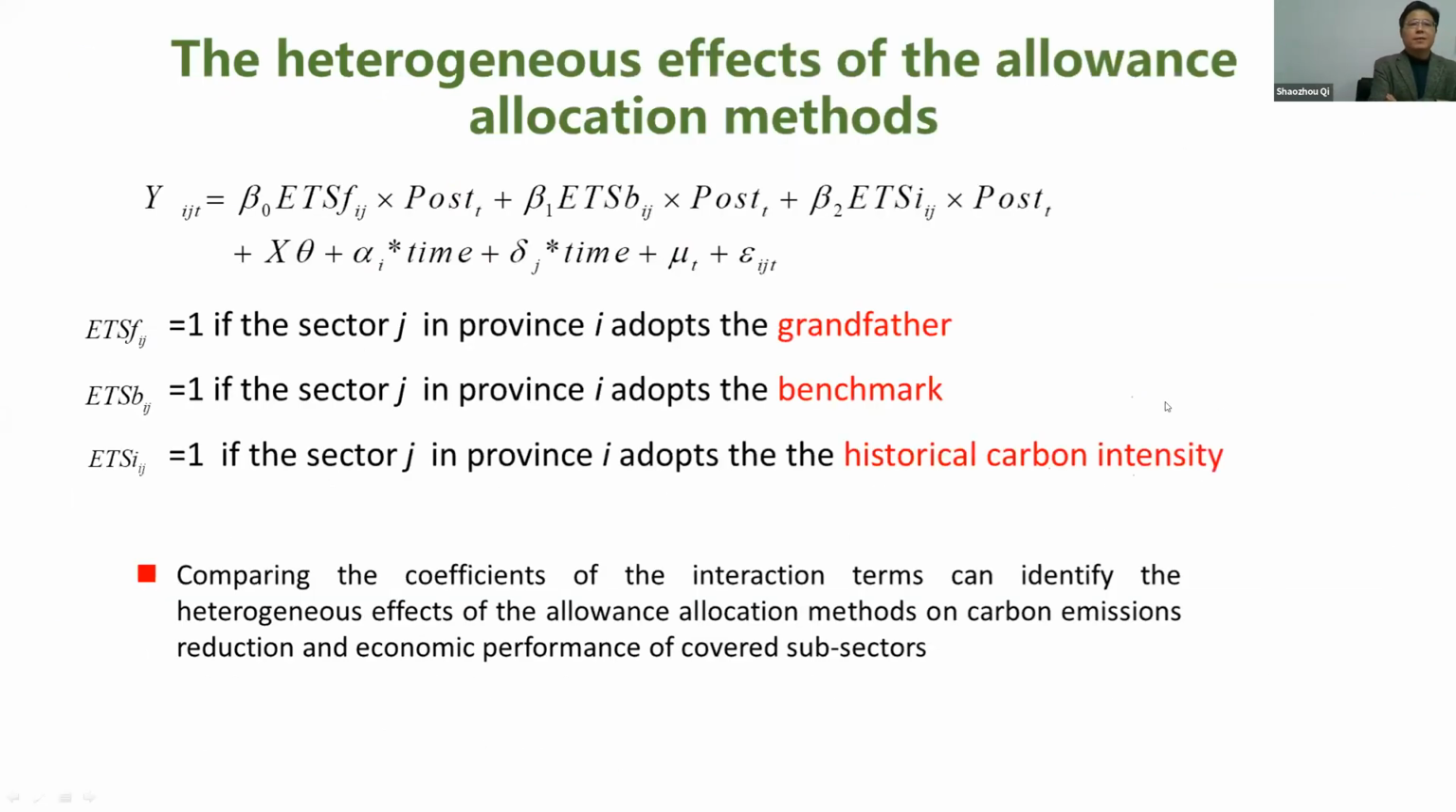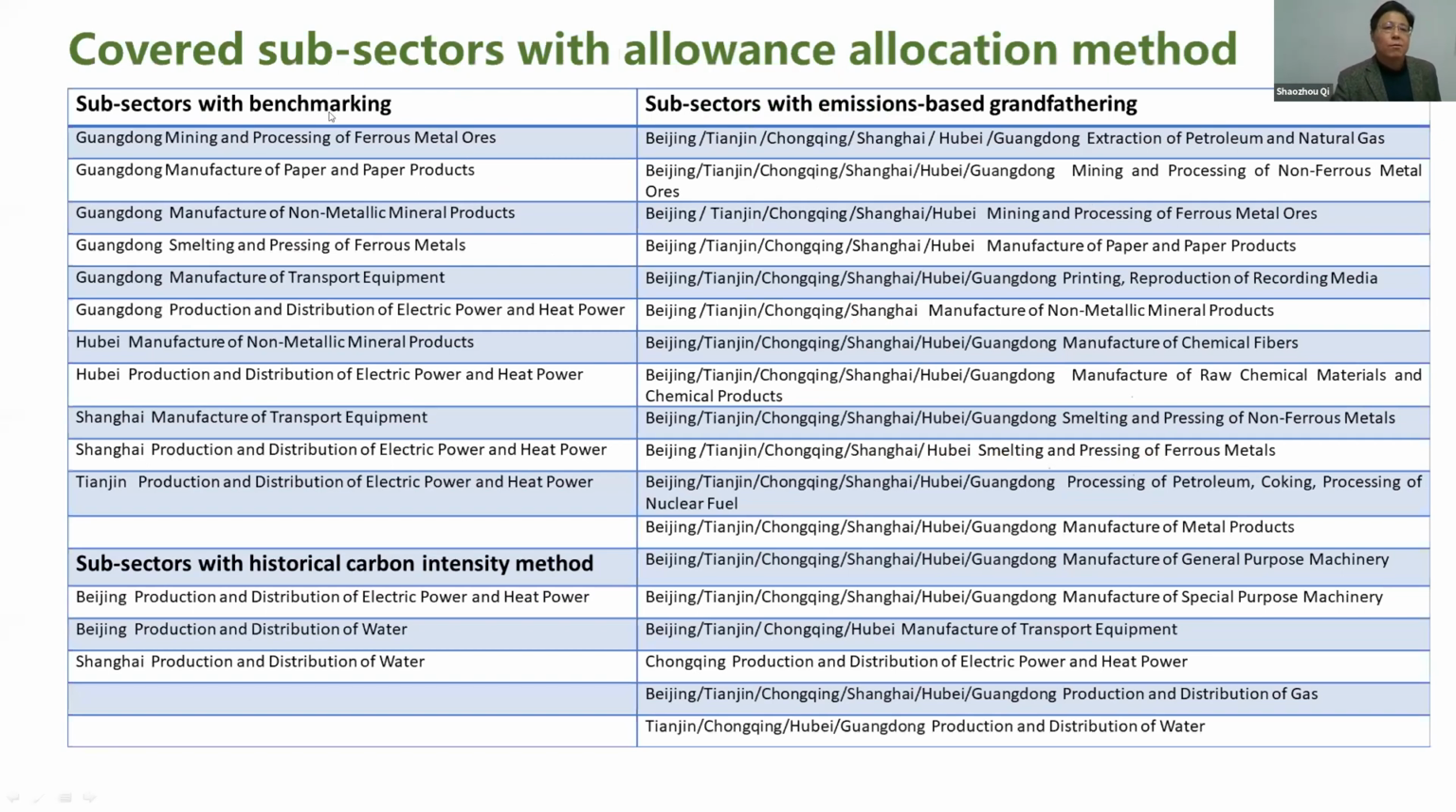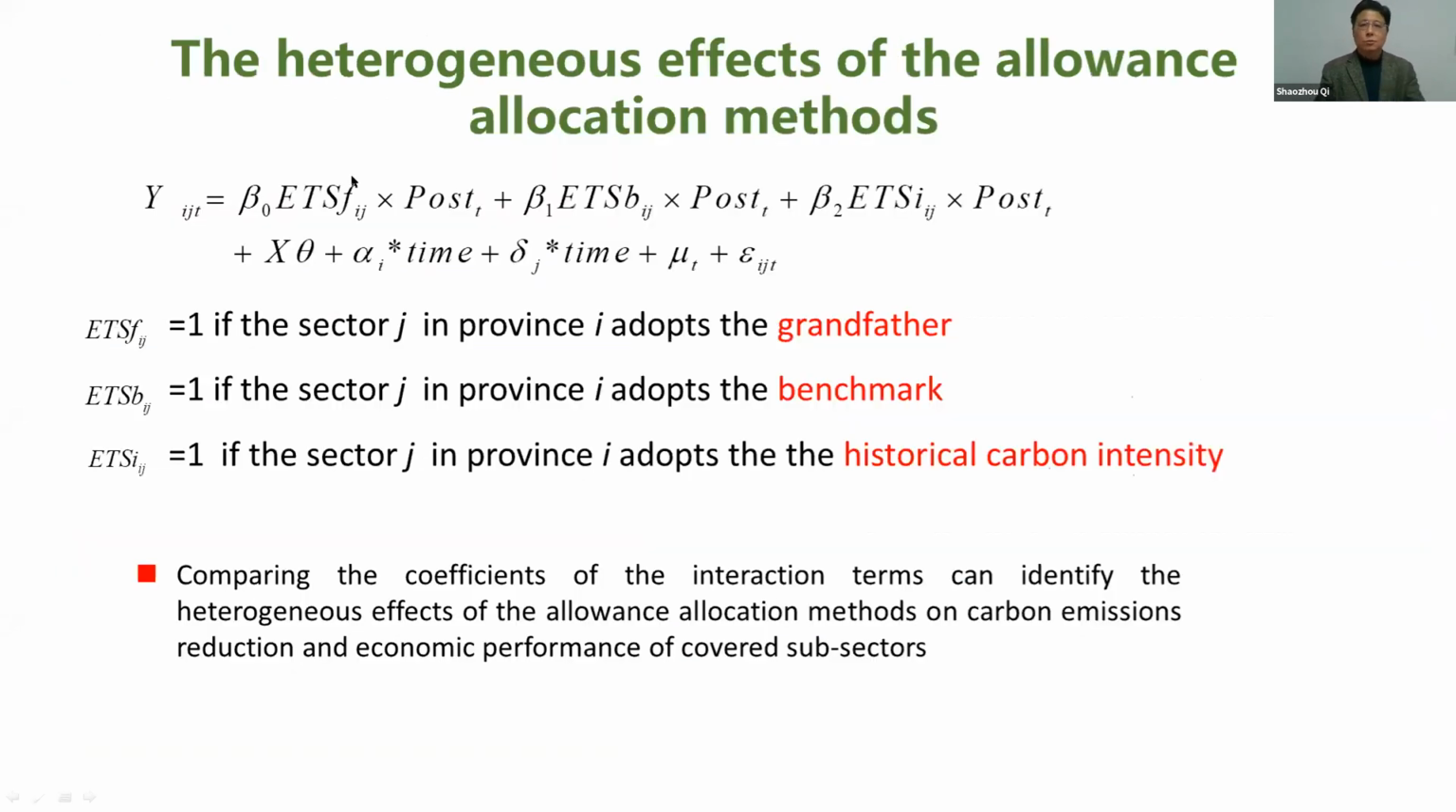And then we do some heterogeneous effect analysis of the allowance allocation method, because in the seven ETS pilots, we choose different allowance allocation methods, such as benchmark, historical carbon intensity, and grandfathering. Different sectors covered by the ETS pilots, in different provinces or pilots, we choose different methods. So we try to test which allowance allocation method is better than the others.